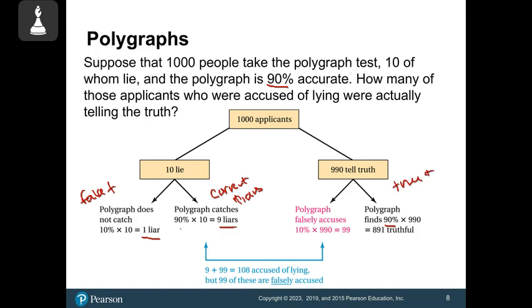But the test is going to be wrong 10% of the time. And it's going to accuse some of these truth tellers to be liars. And that's going to happen 10% of the time. So 10% of the time, or 99 people, are going to be told that they are liars, false negative liars. And that's the answer we're looking for. How many of those who were accused of lying were actually telling the truth? Well, telling the truth, but accused of lying right here is 99 were falsely accused.